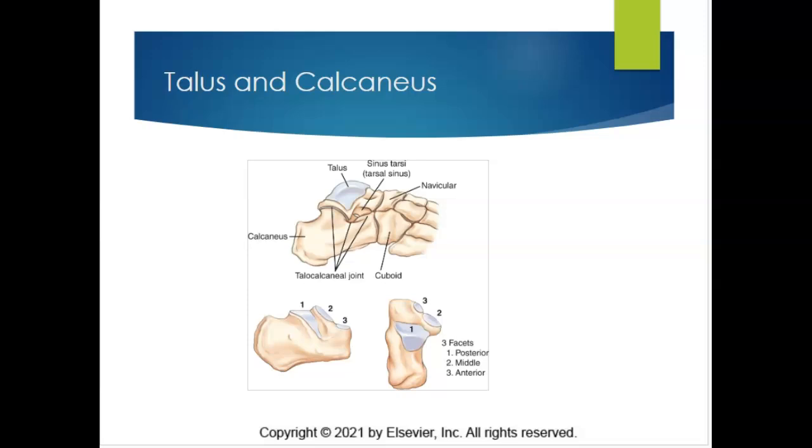calcaneus. It does articulate with four different bones: superiorly with the tibia and fibula, inferiorly with the calcaneus, and then anteriorly with the navicular.